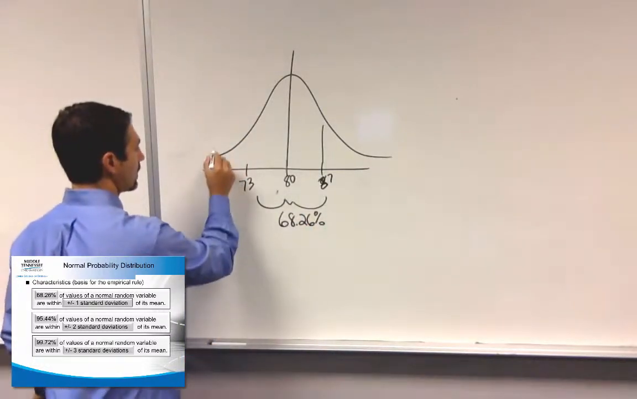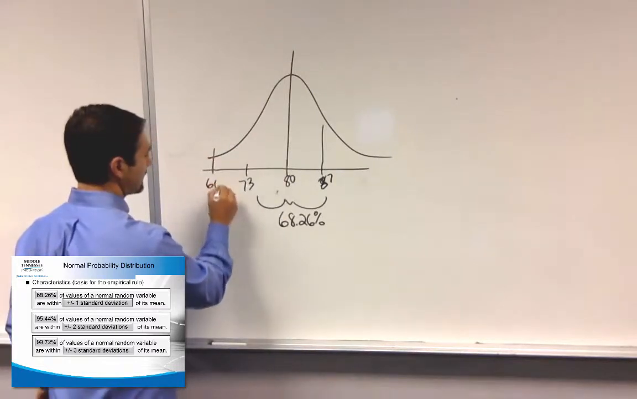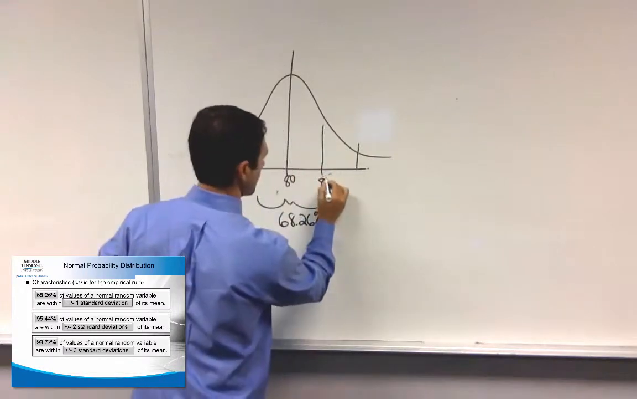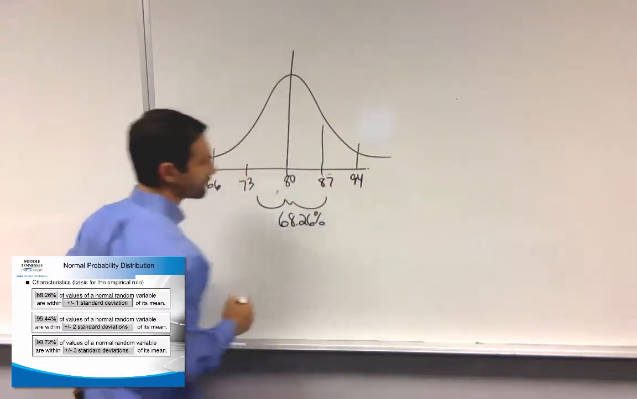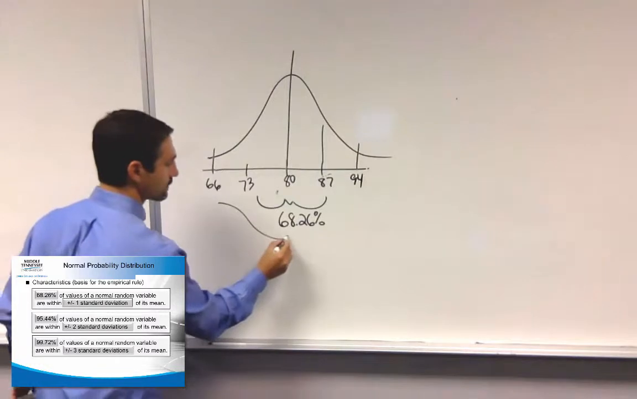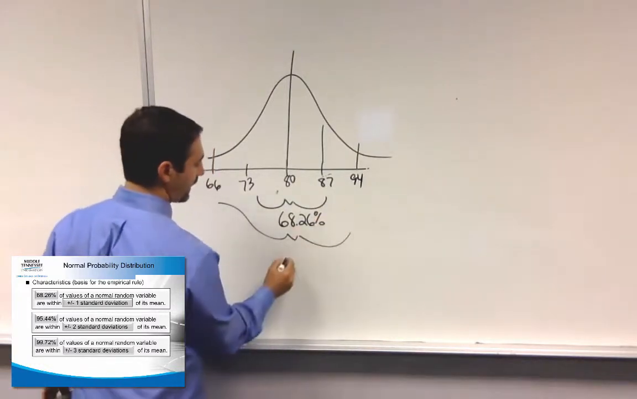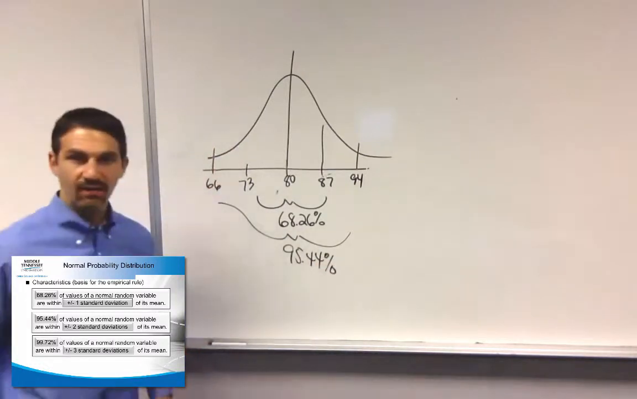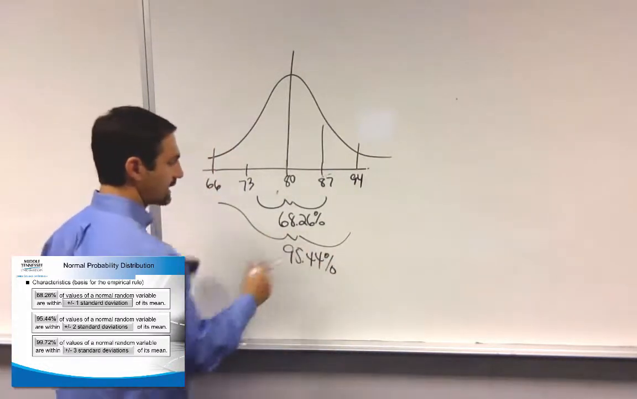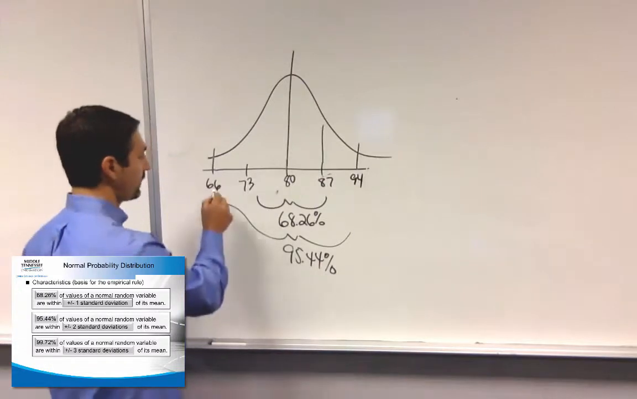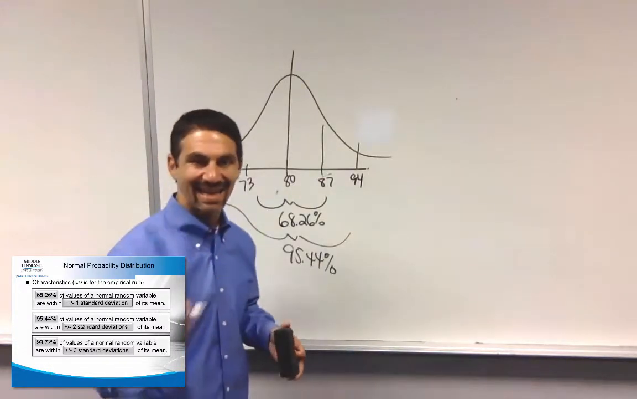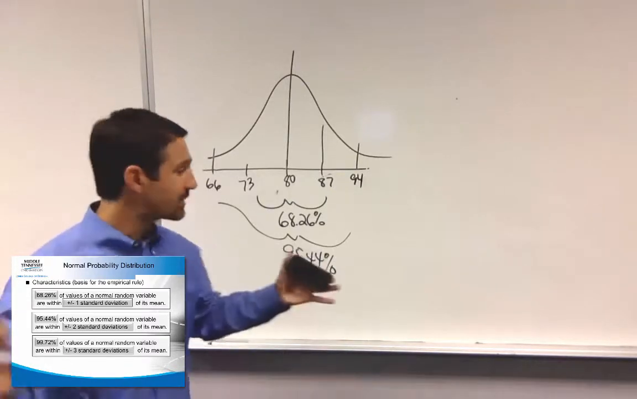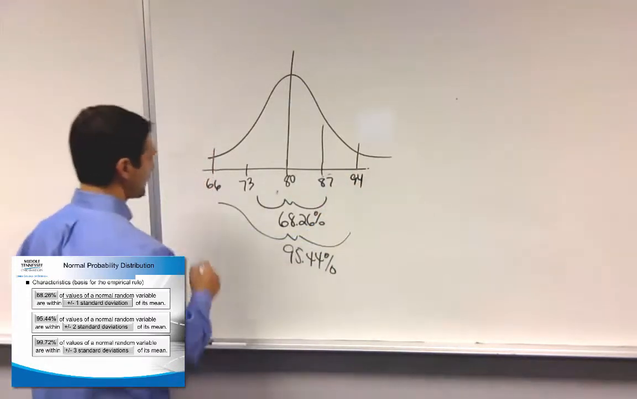You then go down to 66, and that's an 87 to 94. And that would be 95.44% of our values. And so in this case, the probability of being between a 66 and a 94 is 95.44%, which means 5% would be outside of that.